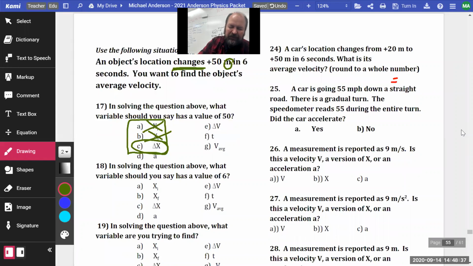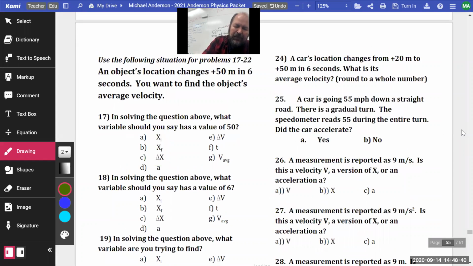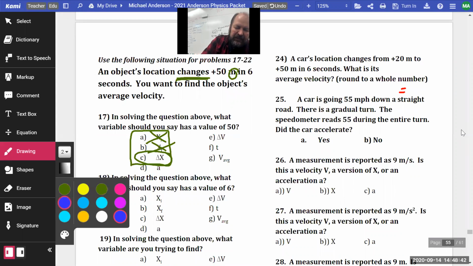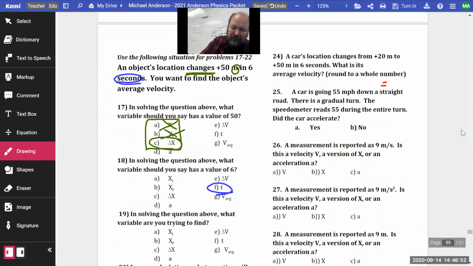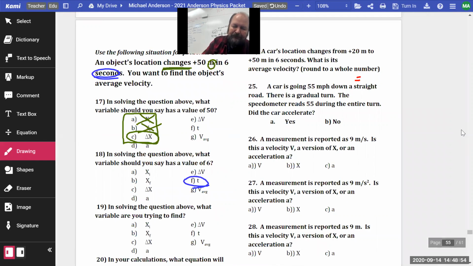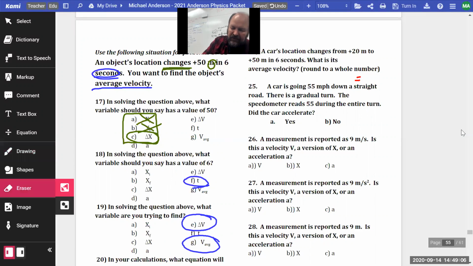Number 18, in solving the question above, what would you say has a value of 6? The 6 has a unit of seconds. And so that should be time. Number 19, in solving the question above, what variable are you trying to find? It says finding the average velocity. So we have two V's here. Well, option G has the subscript of AVG for average, so that is the right one.